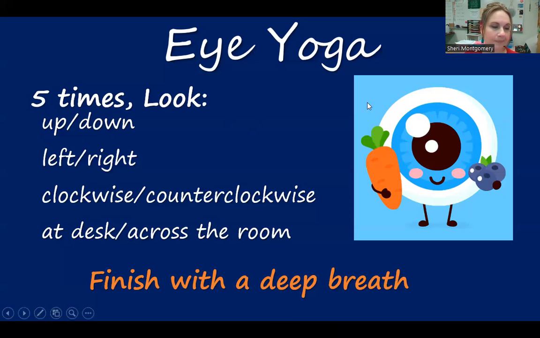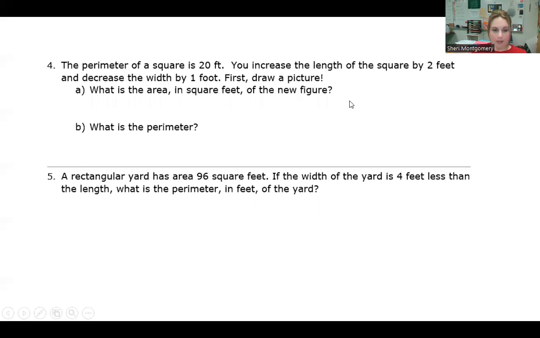Okie dokie. Next question. We're on the back now. The perimeter of a square is 20 feet. You increase the length of the square by 2 feet and decrease the width by 1 foot. Well, what even is the length and the width? First of all, we have a square. What do we know about squares?